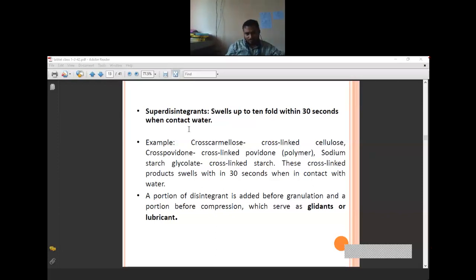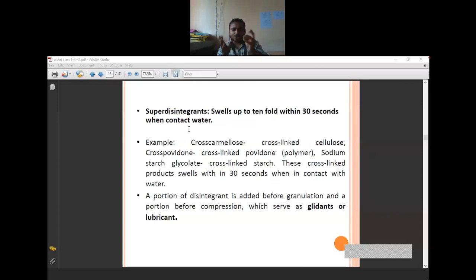That means it is super disintegrate. Example, croscarmellose. Okay, so croscarmellose acts as a super disintegrant. It is a cross-linked cellulose derivative. Next, crospovidone, a cross-linked povidone polymer. Povidone is a polymer, so cross-linked povidone is called crospovidone. Then sodium starch glycolate, which is cross-linked starch. These cross-linked products swell within 30 seconds when in contact with water.